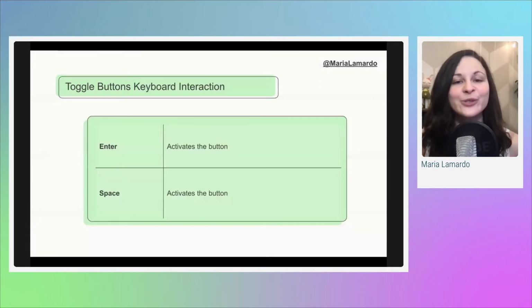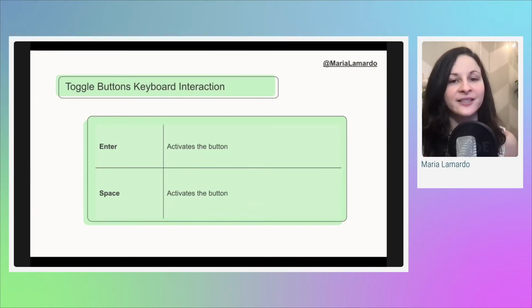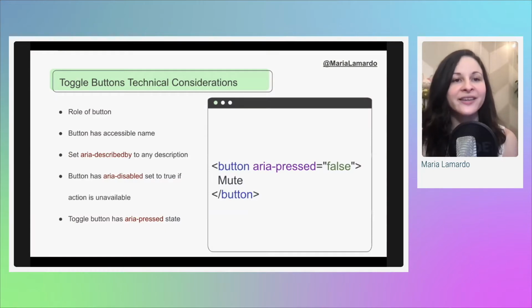And then the keyboard functionality for this is actually pretty simple. We want to make sure that both the enter and space keys activate that button. And since it is a button semantically, there's nothing else that I need to add here. And here are the technical considerations for this. We want to make sure that it has a role of button. We want to make sure that the button has an accessible name, and that if there is a description available, we're adding it with aria-describedby. And if the button action is unavailable, we could also set that to aria-disabled. And since we are using a toggle button, we want to make sure that we're adding an aria-pressed state.